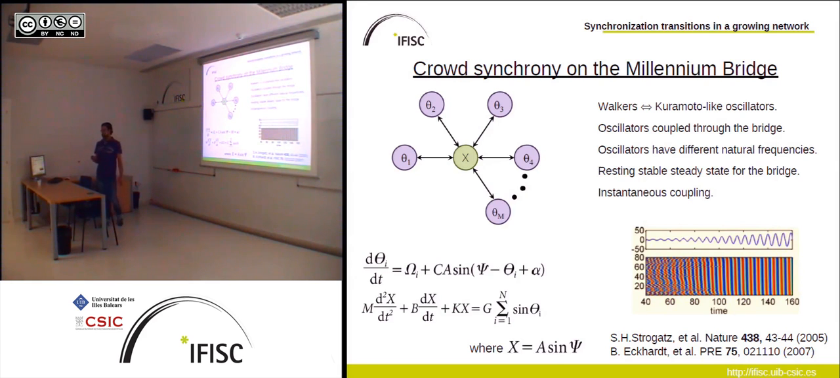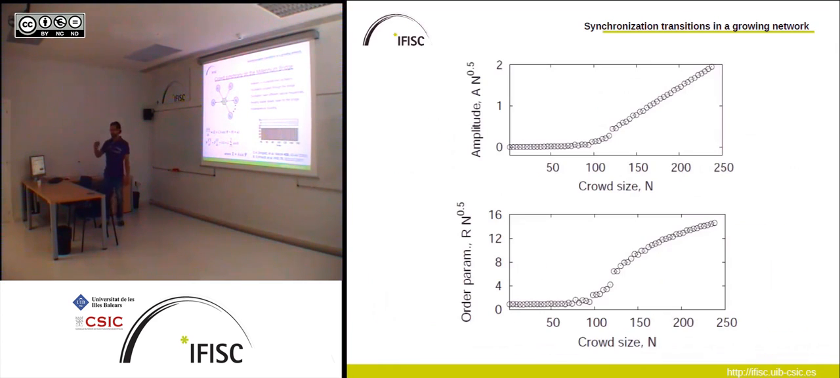The kind of results they obtained were of this shape. After a transient time, this is the phase in the color code, you can see that the phase of these Kuramoto-like oscillators all become synchronized, and also the amplitude of the bridge begins to increase.